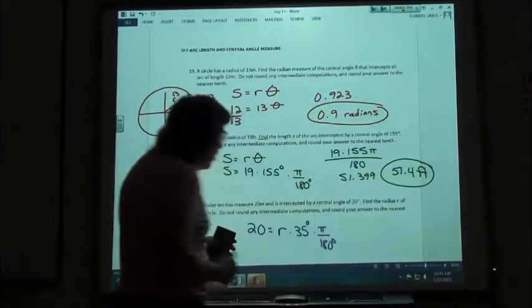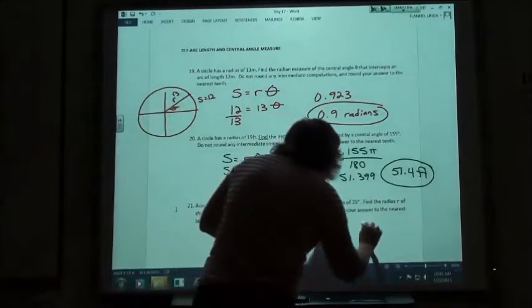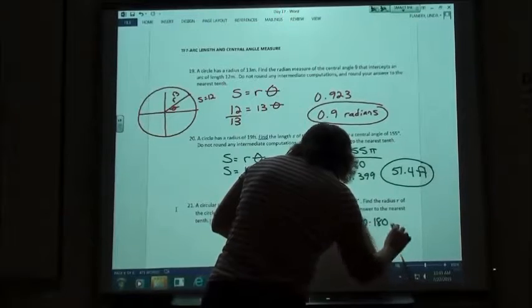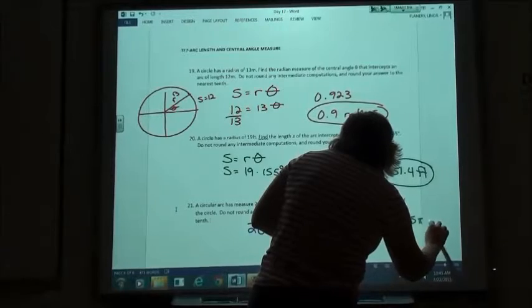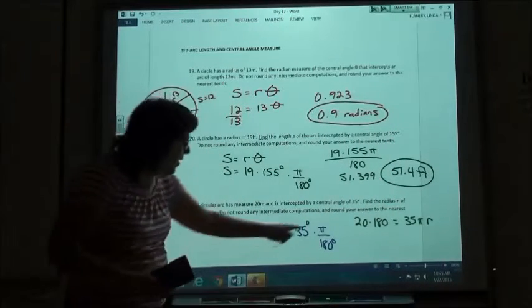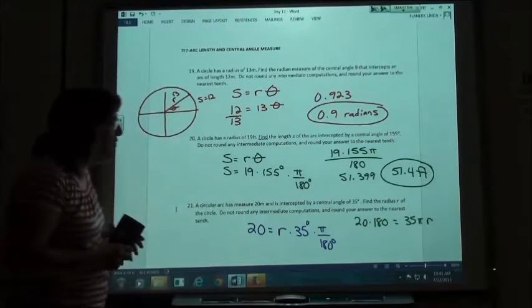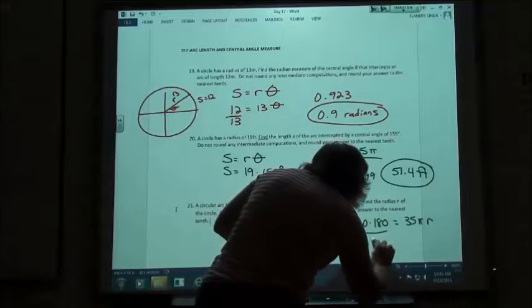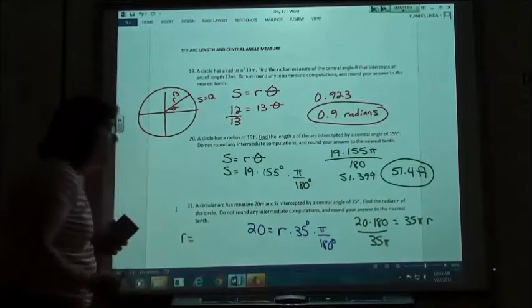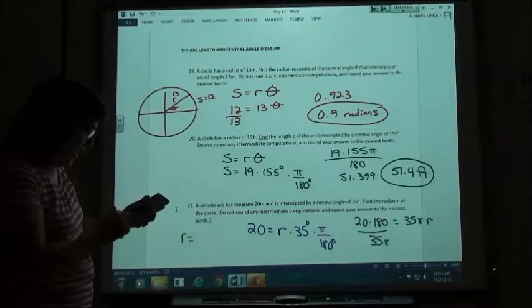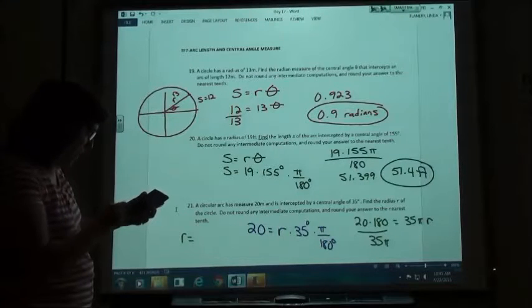If I'm going to solve that for r, I'm going to multiply by the 180 to move it over here. So 20 times 180 equals 35 times pi times r, if I just change the order, right? All of this would still be on top. I want to solve it for r, so I still have to divide by the 35 pi. So r is going to be equal to 20 times 180 divided by 35 pi.